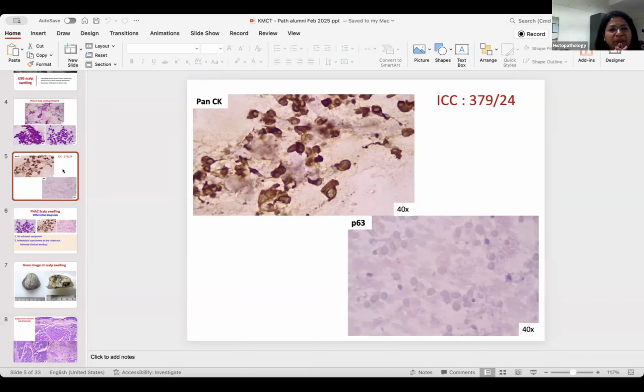Maybe for diagnosis alone, but then you can't do anything more on that. I can just say it is that. If it's a cell block, of course they can use it for molecular and all. Molecular won't be possible. Just for the diagnosis.